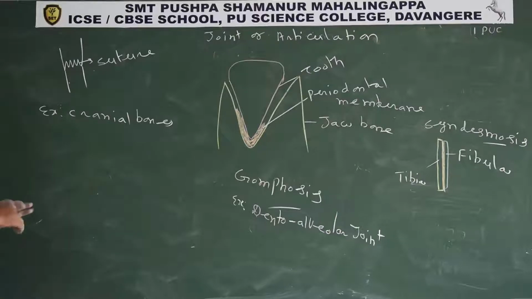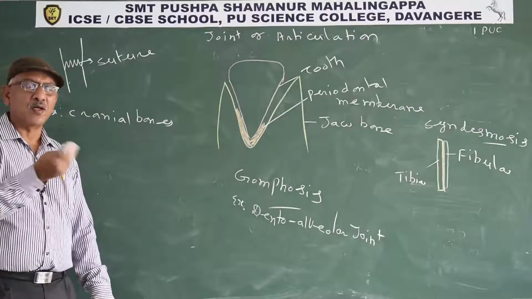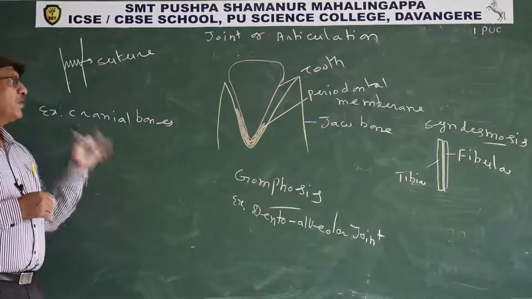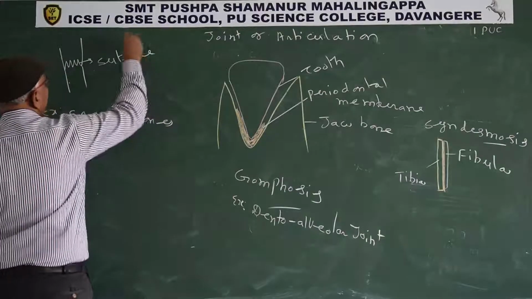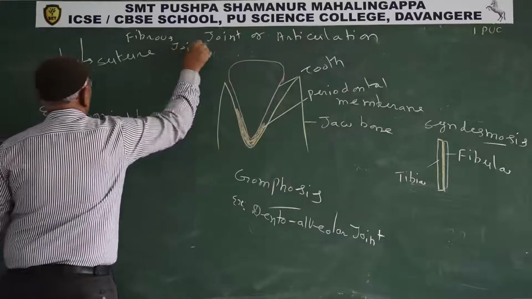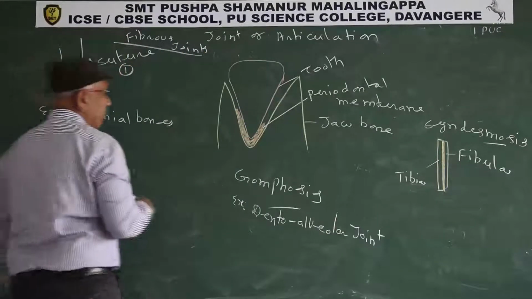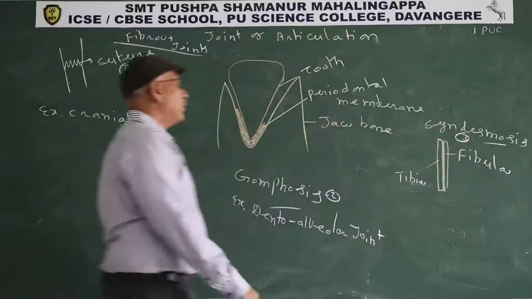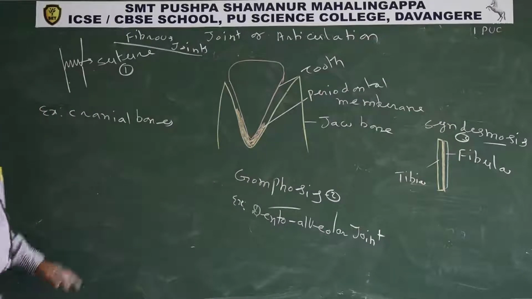The empty place present between the two bones is known as a joint. Some joints are movable, some joints are immovable. Joints are of three types: fibrous joints, cartilaginous joints, and synovial joints. So these are fibrous joints. Fibrous joints are of three types: suture, gomphosis, and syndesmosis.